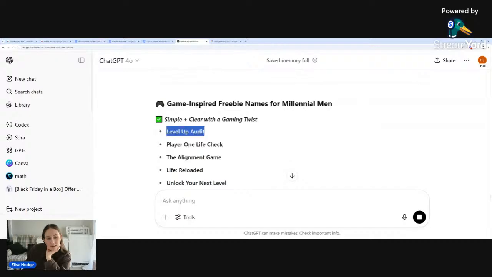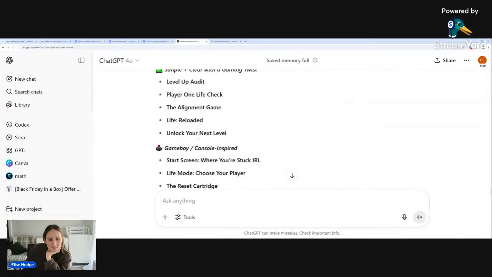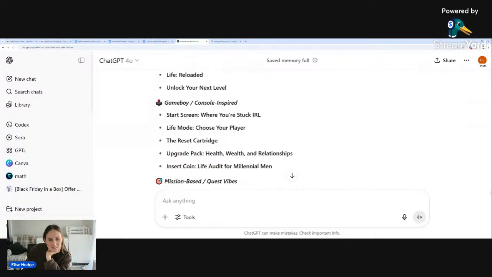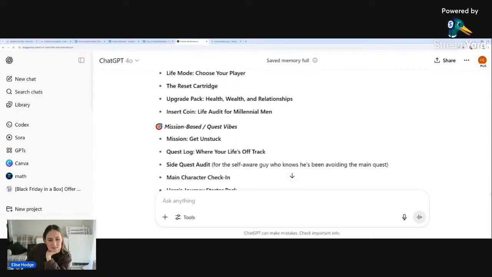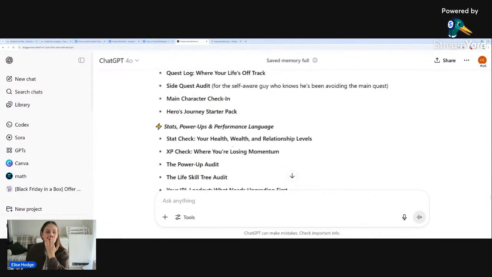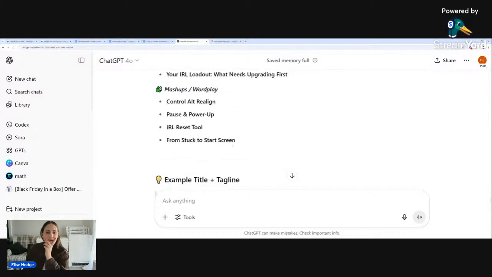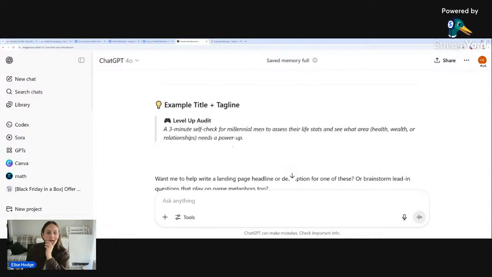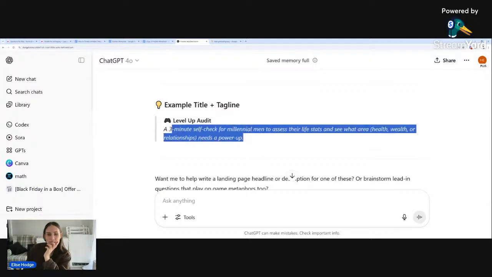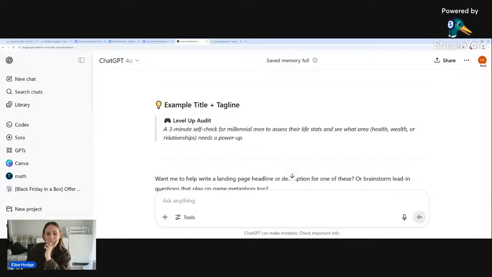Oh, level up audit. Level up's kind of cool. Ooh, I like level up audit, and then making it sort of themed in that way to assess their life stats and see what area needs a power up. That's kind of cool. Yeah.